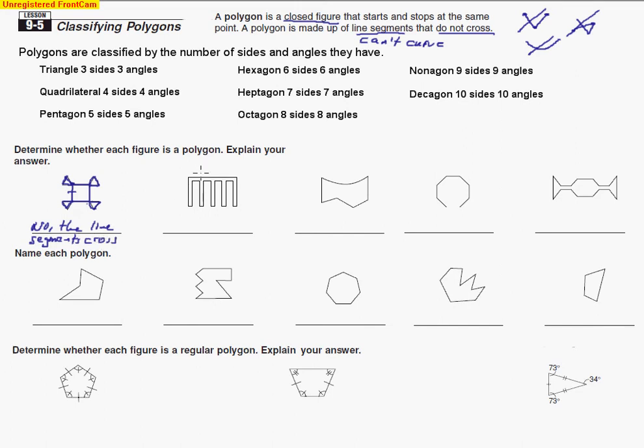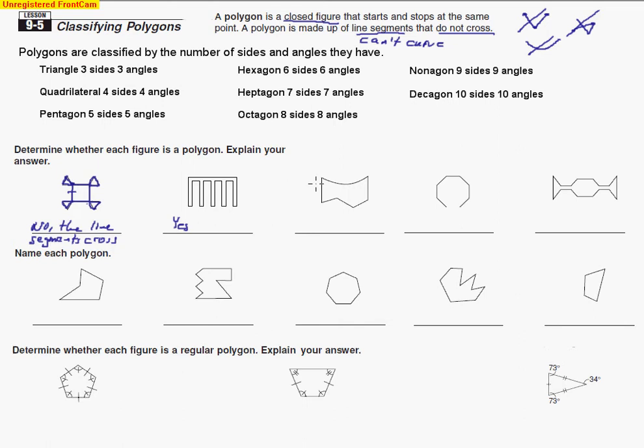Now this one, we can start here and continue all the way around this figure and get right back to that same starting point. And we do not cross. See, here they are crossing right at the point at the ends, but here they don't end up crossing. So this would be a polygon, because it does end up going around and not crossing. We have line segments, and it is a closed figure. So yes, this would end up working.